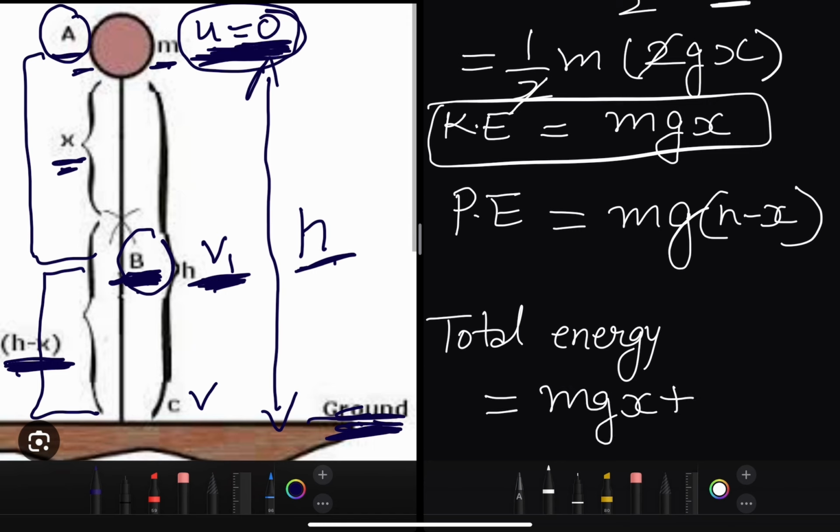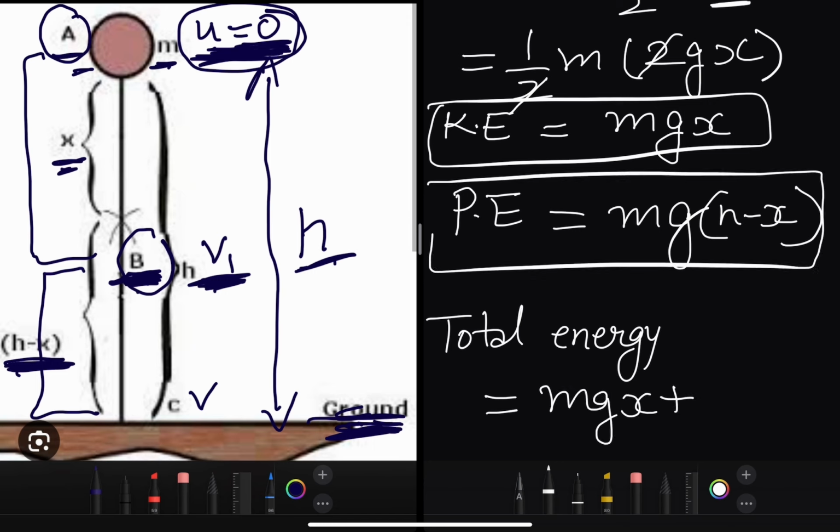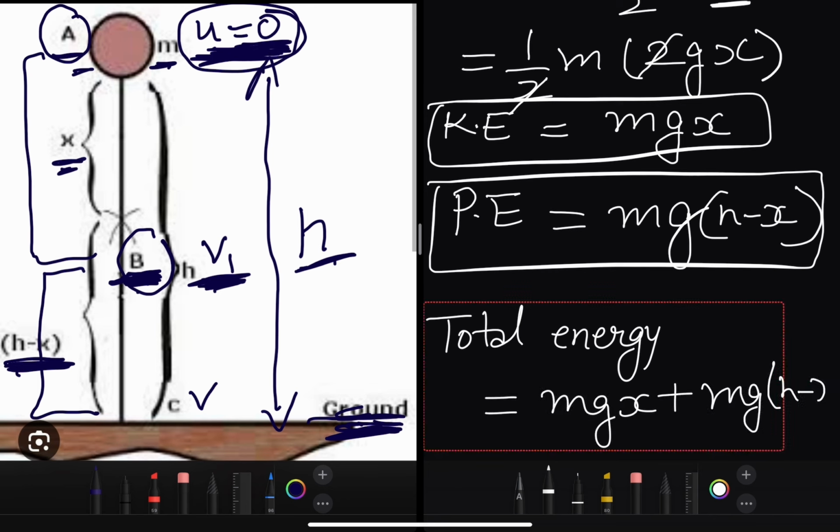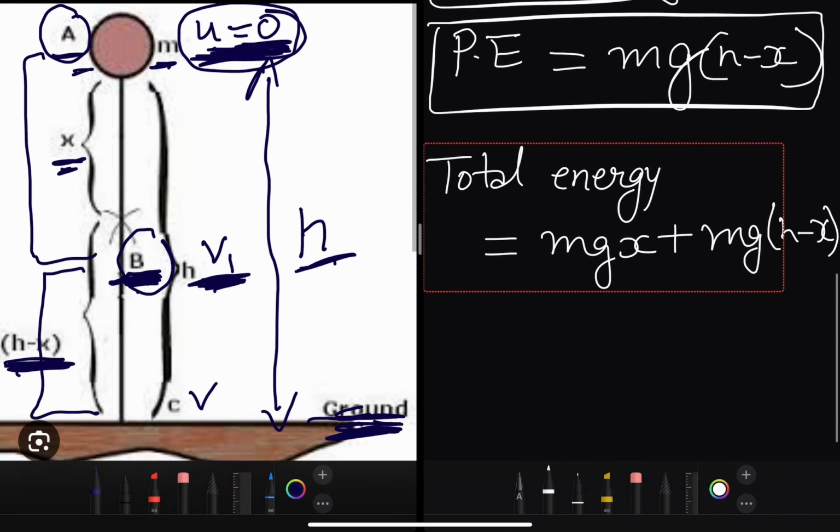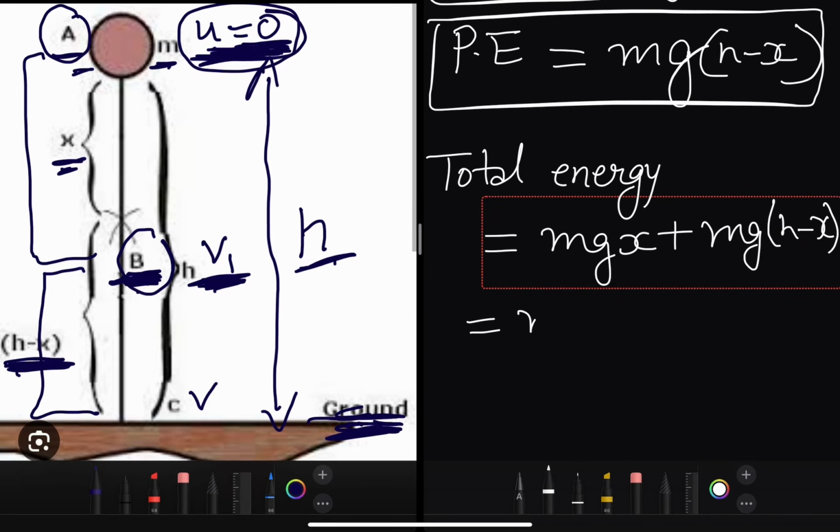mgx. We have potential energy also. What is that? mgh minus x. Now we will solve further this equation. Simplify it with me. This mg is outside the bracket, so it will multiply with each term inside the bracket. So what will we first get?